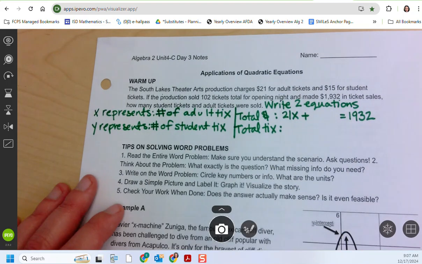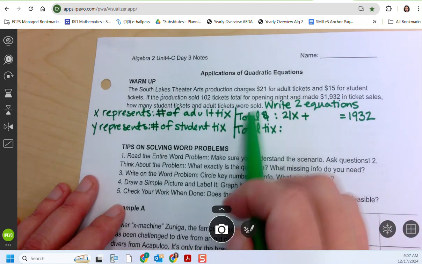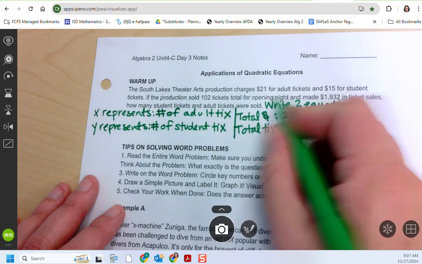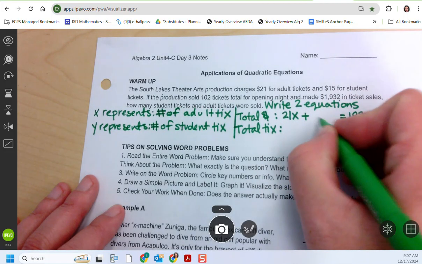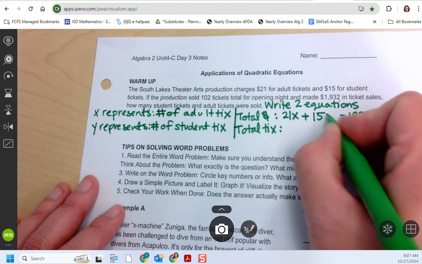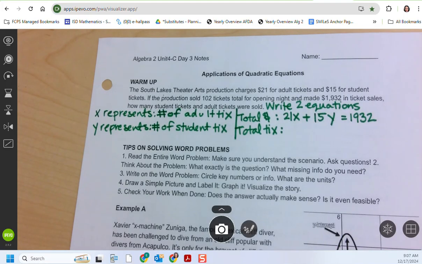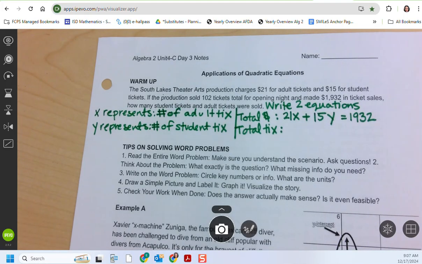All right, so we were trying to write our two equations. The total money equation starts with 21x because $21 for each adult ticket, and then 15y because $15 for each student ticket. So 21x plus 15y is equal to the total money.